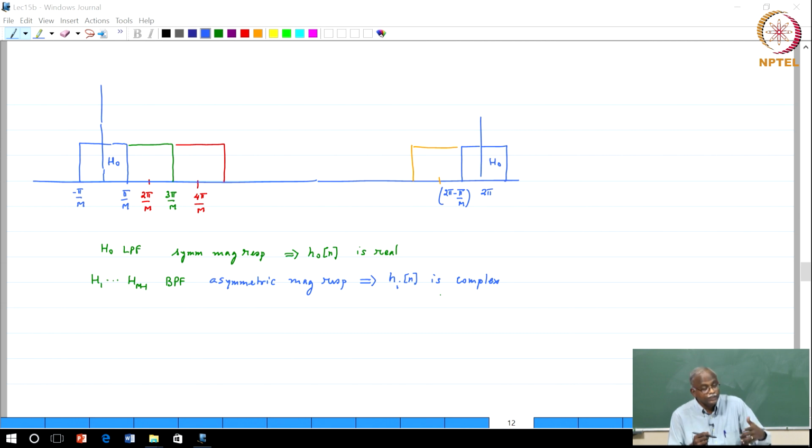Now, if you want to design your low pass filter also as a complex filter, no problem, it can be done. Even in that case, when you shift them, the impulse responses still remain complex. The key observation is that the impulse responses become complex, for i equal to 1 to m minus 1. So, this family of filter banks has this property. That is an observation.